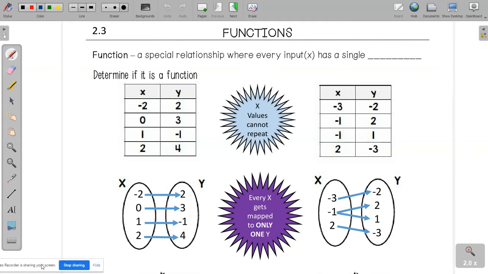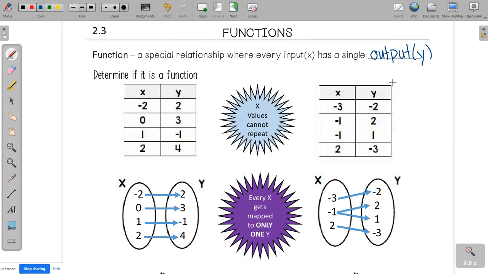Today we are going to be looking at functions. So let's start off with the definition of a function. A function is a special relationship where every input, which is your x, has a single output, which is your y. So every x has a single y. So let's go through some examples and determine if each one is a function.